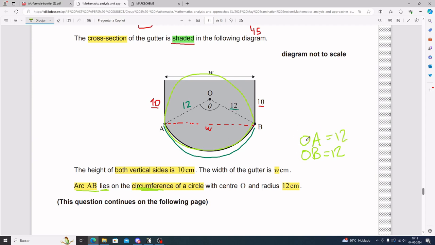So from the origin to anywhere on the circumference is 12, and you know that A and B are both on the circumference because A and B are part of the arc. All of that allows you to fill in your diagram a little bit more nicely, and that's going to help down the road.